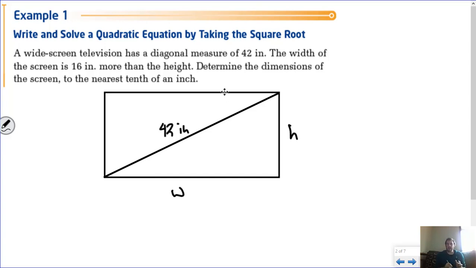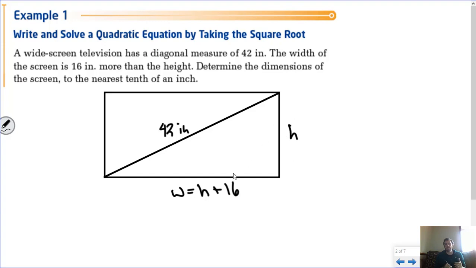So this is the issue we have here, right? If I wanted to find my dimensions, the problem we have is we have two variables here. We have W's and we have H's. So what I need to do is rewrite one of my variables in terms of the other. So what do I know? Well, I know the width is 16 inches more than the height. So what I can do is get rid of this W, and in its place I can say, well, I know W is 16 inches more than H, so let's write an expression that says that. W is equal to H plus 16.